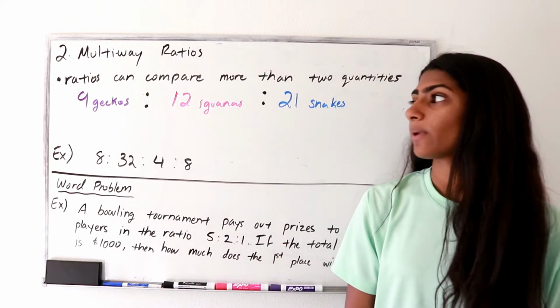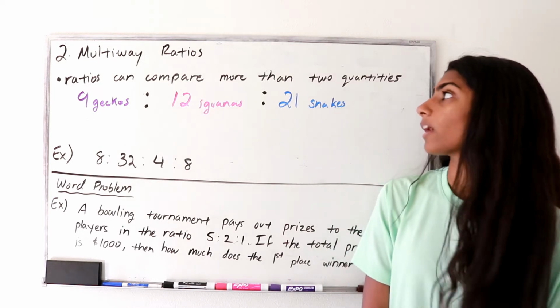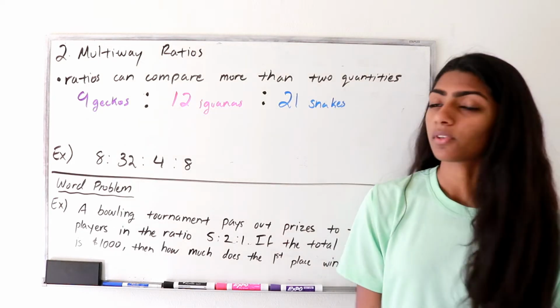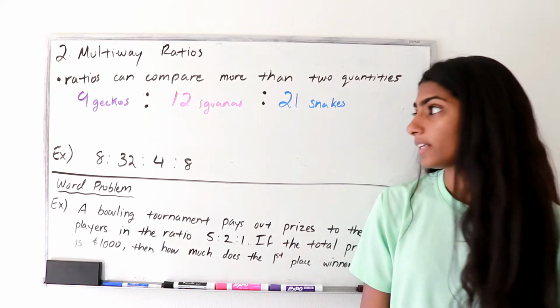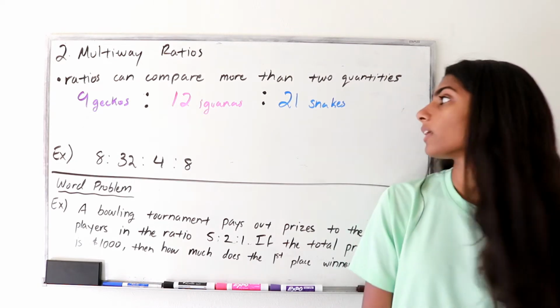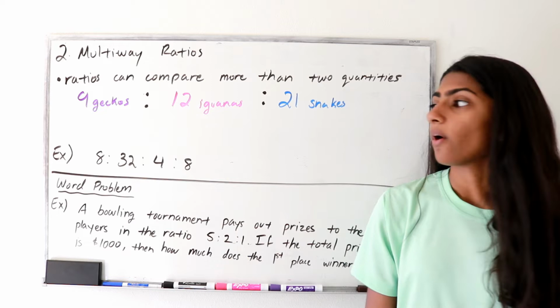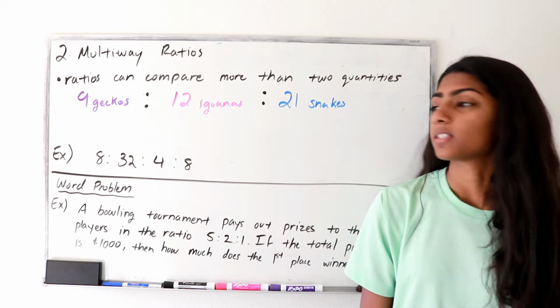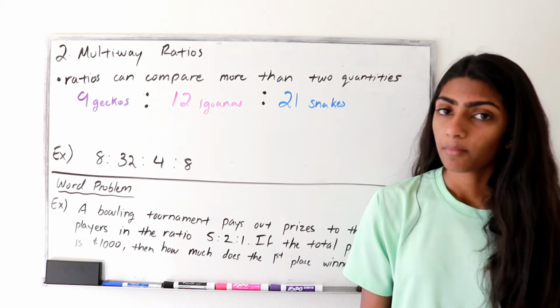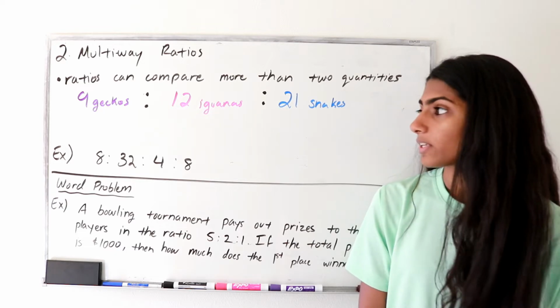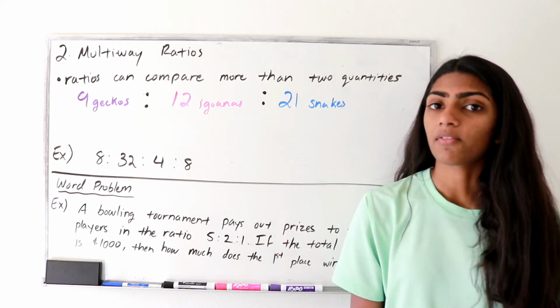Next, let's look at multi-way ratios. So ratios can actually compare more than 2 quantities. For example, let's say we're at a pet shop, and there are 9 geckos, 12 iguanas, and 21 snakes. So we would say the ratio of geckos to iguanas to snakes is 9 to 12 to 21. But we're not done yet because we have to simplify. And we can simplify by dividing each one by the greatest common factor.